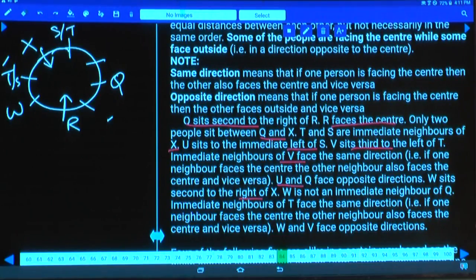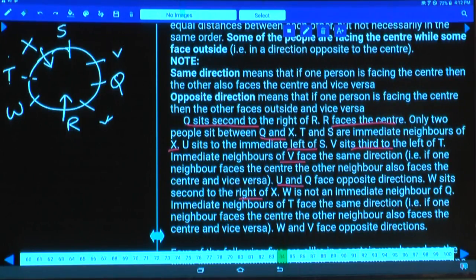If W is at this place, then U sits to the immediate left of S. If S is here, U must be an immediate neighbor, which is not possible, hence S cannot be at this place. As S cannot be here, where should this S be? S must be to the immediate left of X. Now S is at this place. If S is at this place, T will be here, isn't it? If T is here, V sits to the left of T, so V can be either at this place or at this place, isn't it?